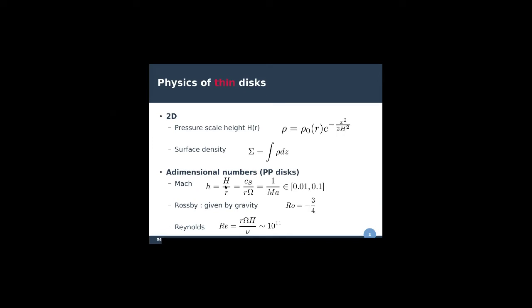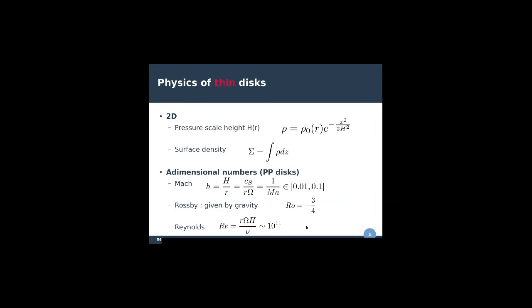The Rossby number is fixed by the gravity law. So it's given here. And the typical Reynolds number, as defined here, is at least 10 to the 11 or 10 to the 14th. So this seems a very high Reynolds number, but one of the main difficulties we have is to find a path to turbulence, despite this very high Reynolds number of Keplerian rotation, as I will explain just after.